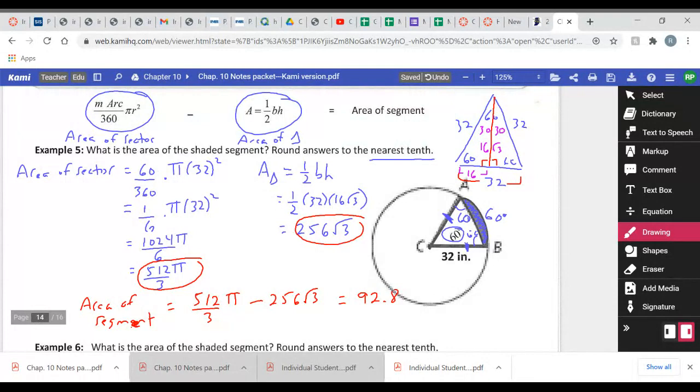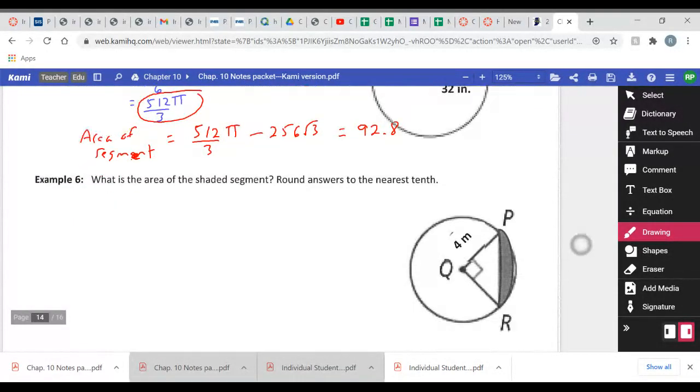The way I'm going to type it in here, so I don't have to do so many parentheses, I'm going 512 divided by 3 equals times pi button equals. Now I'm going to say minus 256 square root of 3. And I get the 92.8. Okay. So the way I typed it in, I didn't need to do parentheses. But just be careful with order of operations when you're plugging things in the calculator.